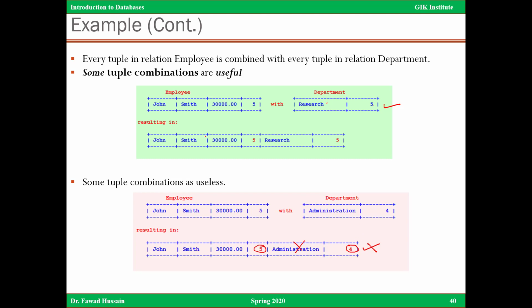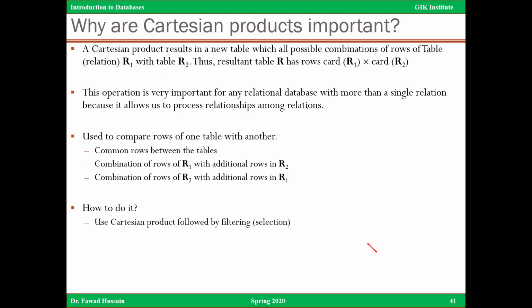And the reason being that these two tables, employee and department, are combined, but there is no filtering involved. There is no specification that the department numbers have to match. So without that, it's going to result in a Cartesian product in all possible rows from the two tables. So if that's the case, if it's resulting in all possible rows, why is it important? A Cartesian product results in a new table with all possible combinations. The operation is very important for any relational database with more than one relation. Why?